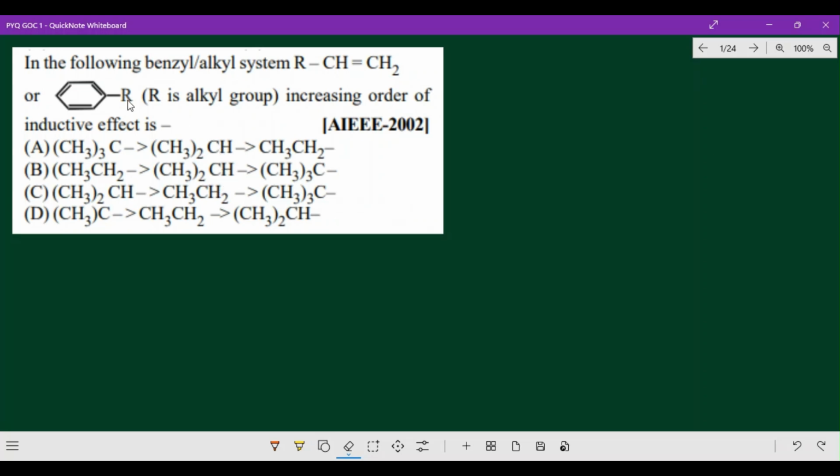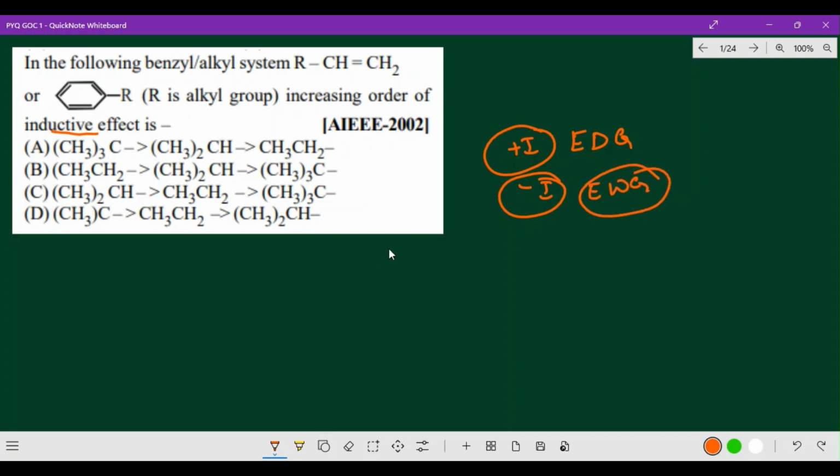Let us discuss. In the first question, the following benzyl alkyl systems, CH=CH2 or benzene with R, where R is an alkyl group, are to be arranged in increasing order of inductive effect. Usually inductive effect is minus I and plus I. Plus I means electron donating group, and minus I tells about electron withdrawing group. This we have discussed in the previous videos.